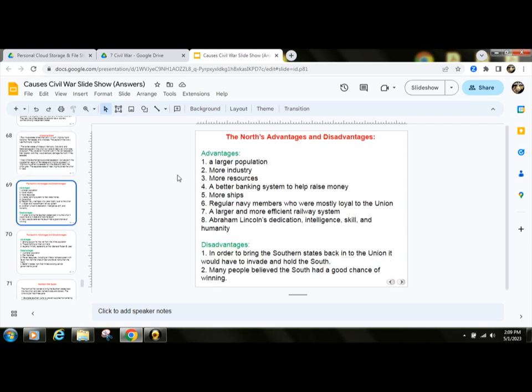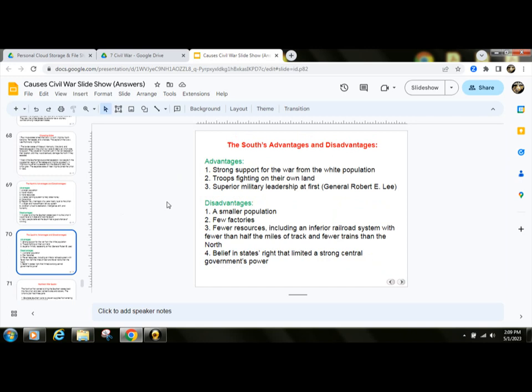Okay, the North's advantages and disadvantages. So the North had a larger population. They had more industry, more resources, a better banking system to help raise money, more ships, regular Navy members who were mostly loyal to the Union, a larger and more efficient railway system, and Abraham Lincoln's dedication, intelligence, skill, and humanity. Some disadvantages of the North: in order to bring the Southern states back into the Union, it would have to invade and hold the South. And many people believe the South had a good chance of winning.